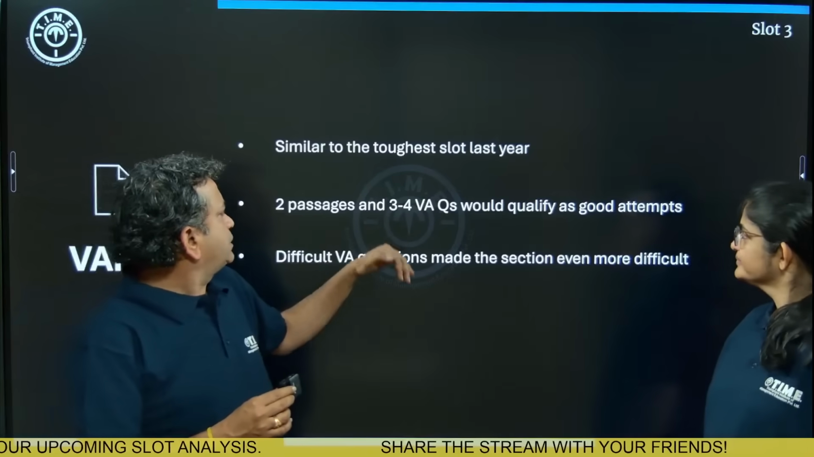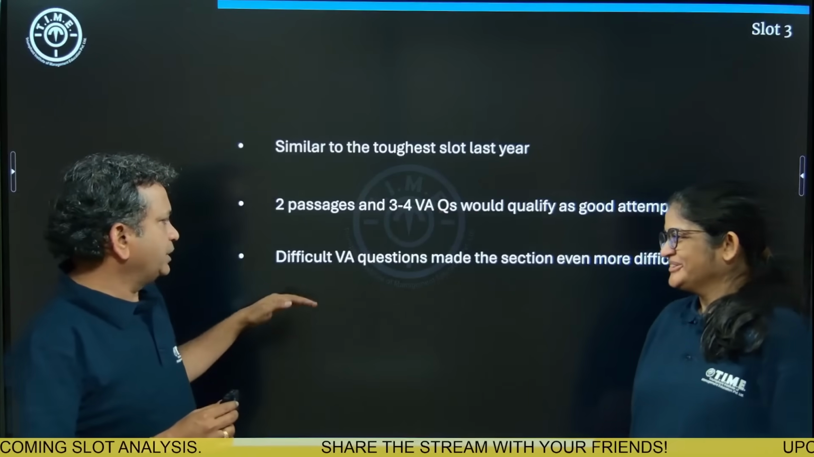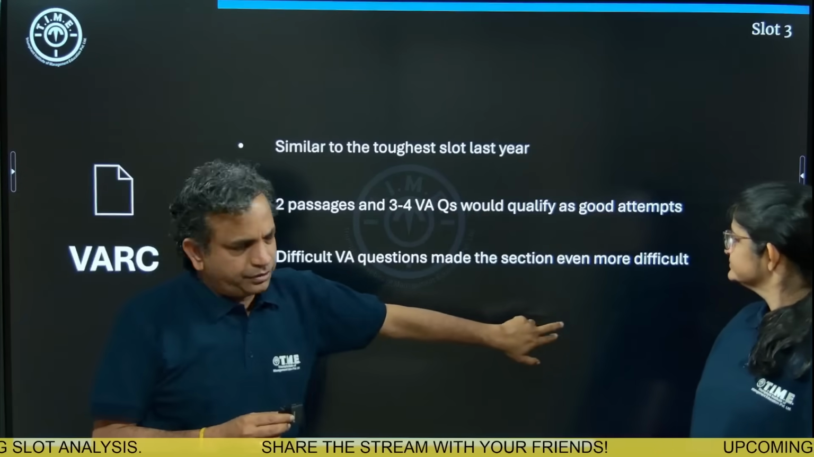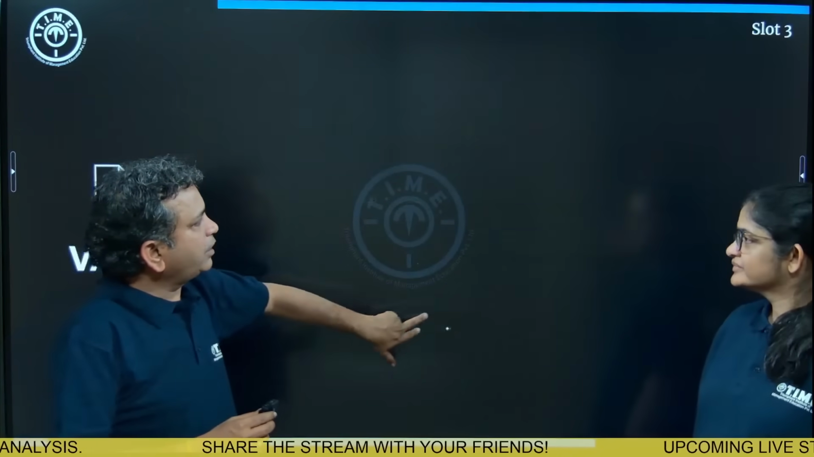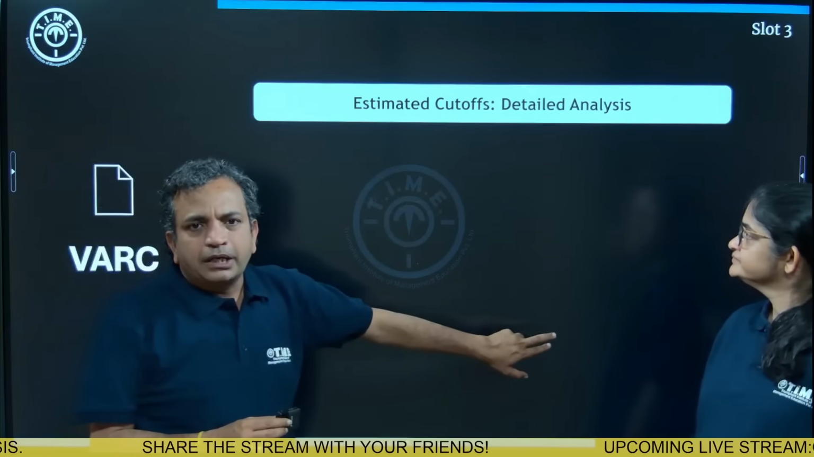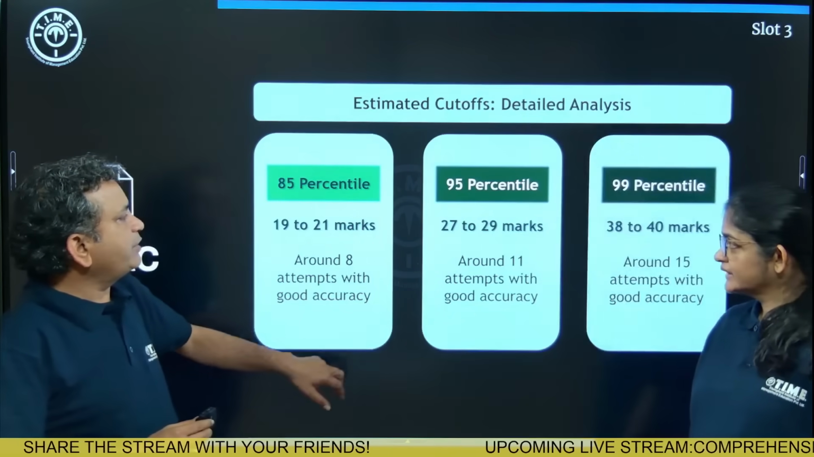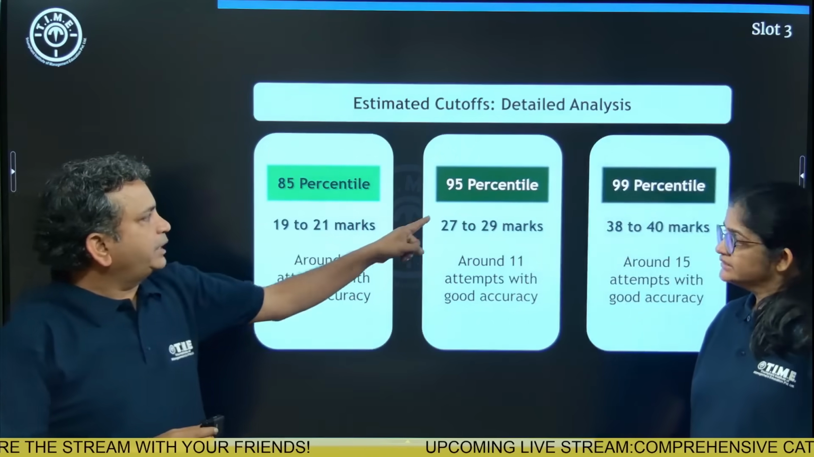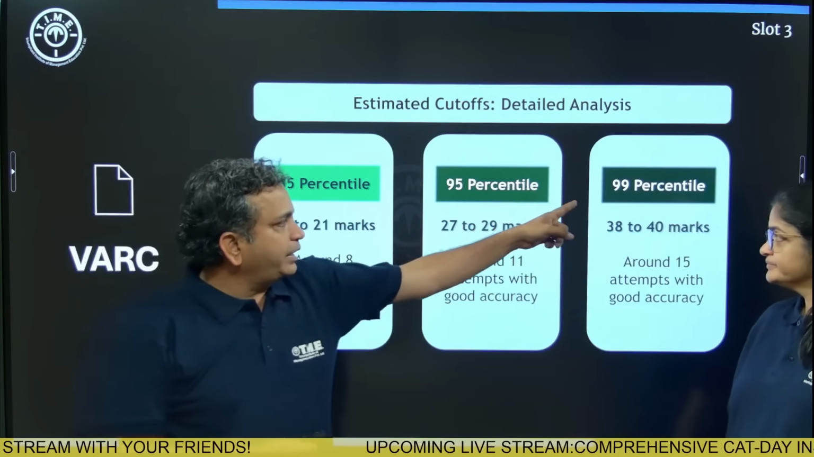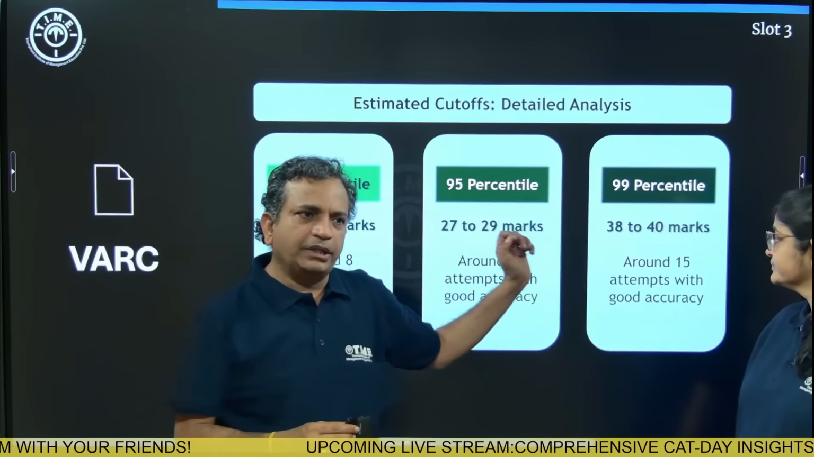2 passages, which is what you were saying earlier, and difficult VA questions made the section even tougher. So let's now look at the cutoffs here in the first section: for 85 percentile around 20, 95 percentile around 28, 99 percentile around 39.